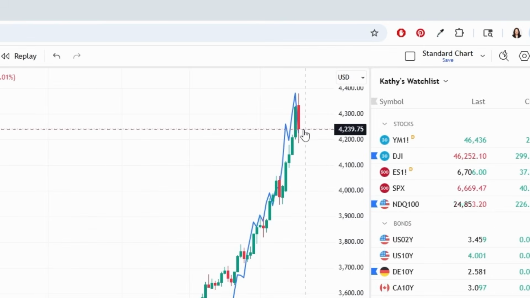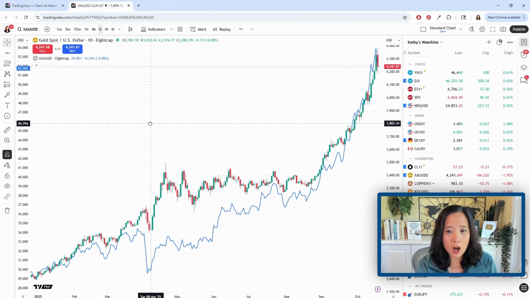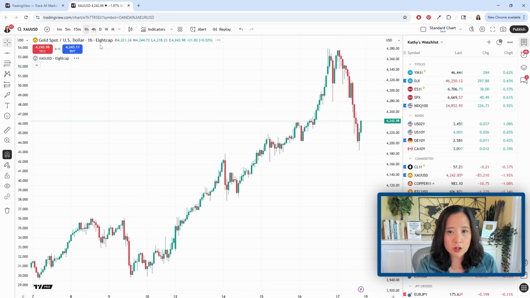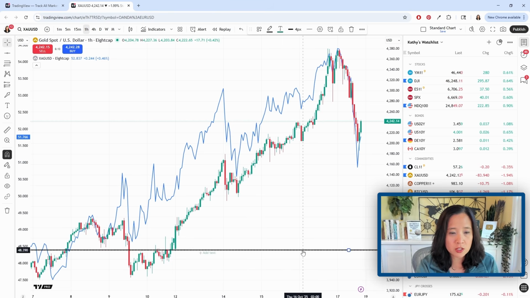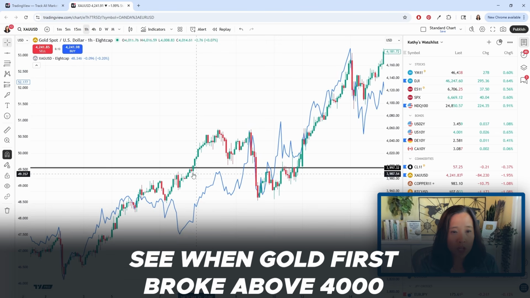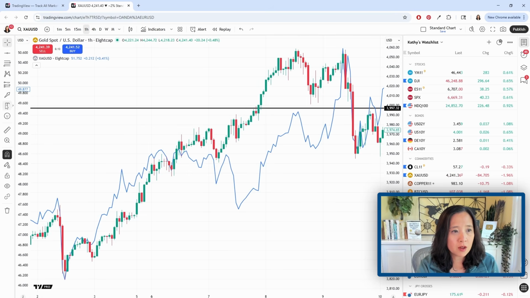So the candlesticks here is gold and the line is silver. I might change the silver line later. But let's pretend we're going to trade this on an intraday basis. So we're going to look at the 1 hour chart and we're going to focus on the 4,000 level. 4,000 is certainly a really big number in gold. And we're going to look at the first time gold broke above 4,000, which is going to be at this point over here. So we got a big technical level, gold 4,000, and it breaks out to the upside.